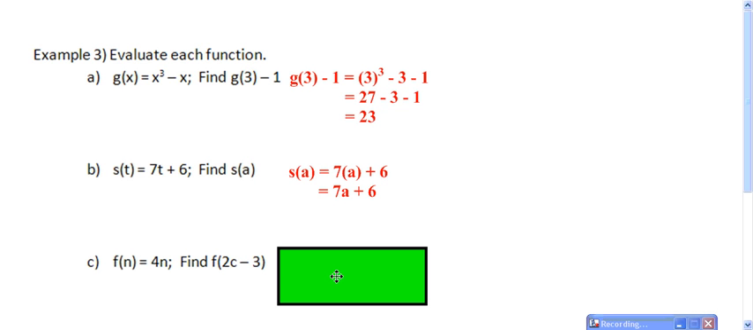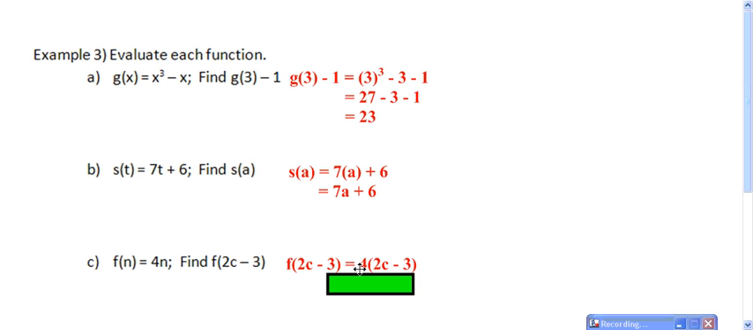Down in C, notice we are substituting 2c minus 3 in for n. When you substitute in for n, it is no longer 4n. You have 4 parentheses 2c minus 3. Here we would use the distributive property. We would distribute our 4. So we have 4 times 2c, which gives us 8c, and 4 times negative 3 is negative 12. This concludes our lesson on 3-2 functions.